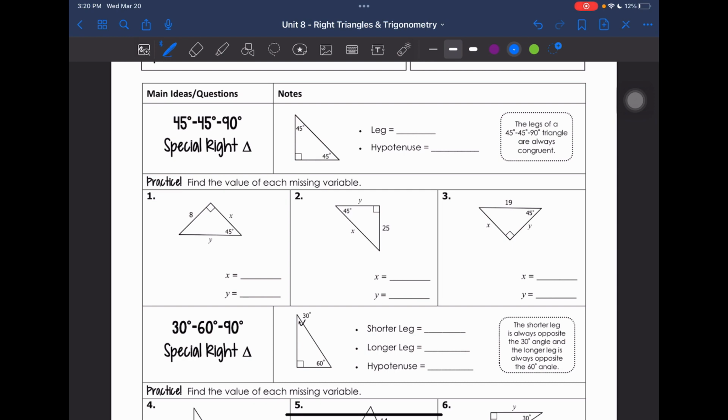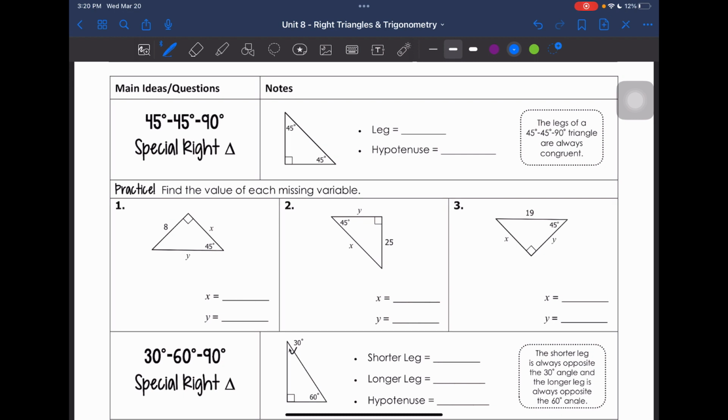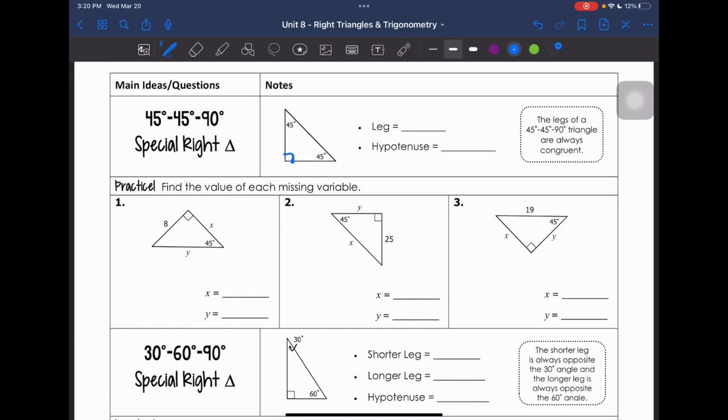The first one is a 45, 45, 90 special right triangle. And what that means is that it's a right triangle where there's a 90-degree angle, and then the other angles both measure 45 degrees. And if you remember that all three of the angles of a triangle always add up to 180, if you take 90 plus 45 plus 45, we'll get 180. So this is a special right triangle because we might see these a lot throughout the rest of the unit.